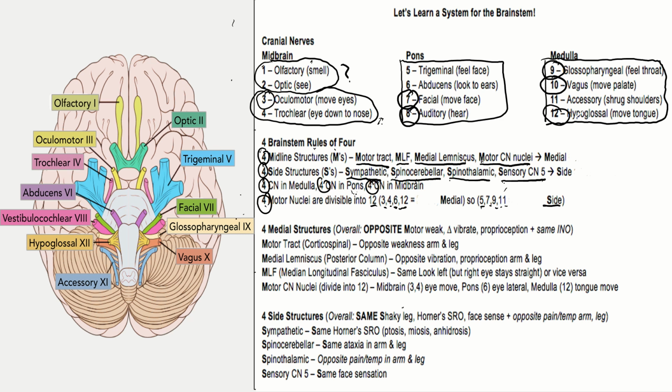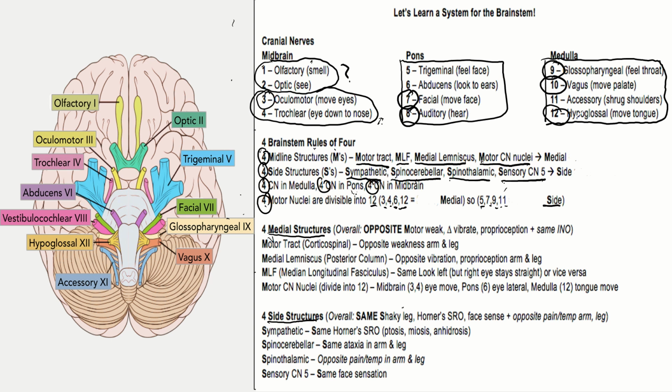And then I don't know if I went through this, but yeah, so it's kind of your rules of 4, which just goes over it a little bit more. The 4 medial structures, them, and the 4 side structures, with just a little bit better explanation of it. So if you don't like it visual, like this, if you really remember these rules of 4: midline structures start with M, 4 side structures start with S.